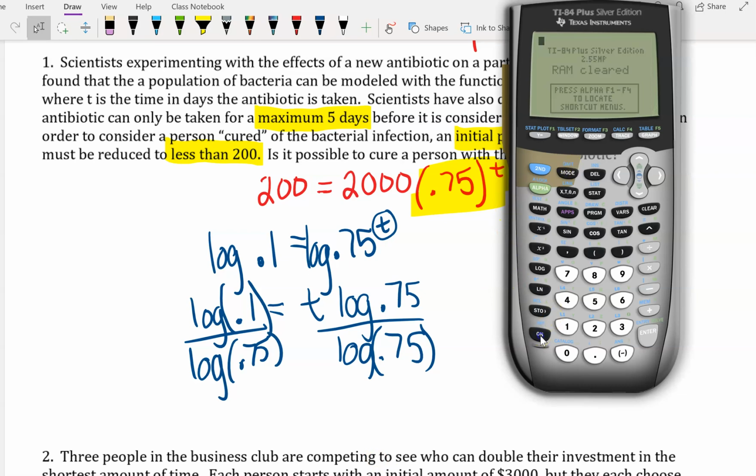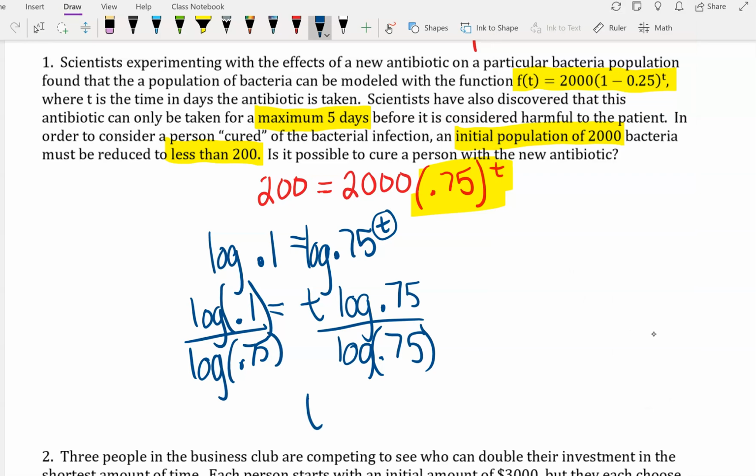So turn it on, log, and I could have done natural log. I just chose to do common log, but you can do either one. Log of 0.1 divided by log 0.75 gives me about 8. So t is about 8, which means it would take 8 days for someone to be cured.